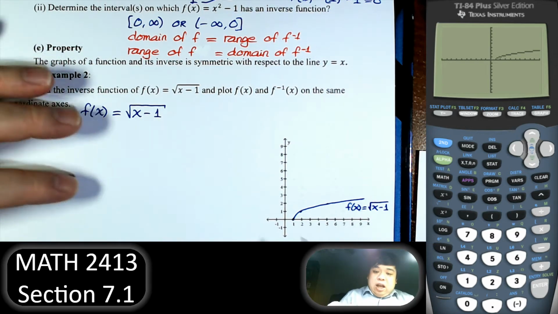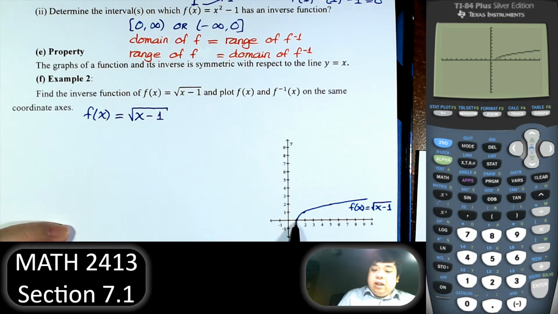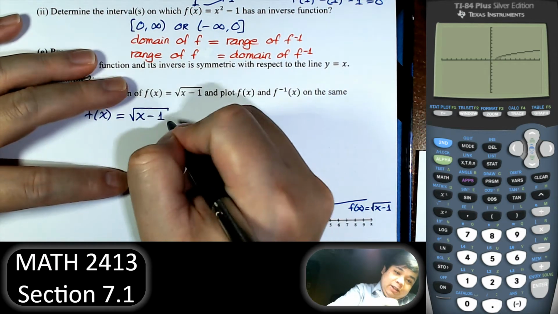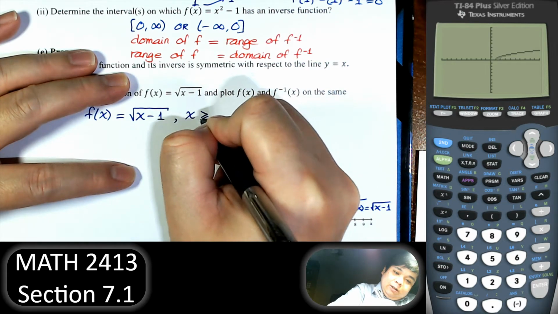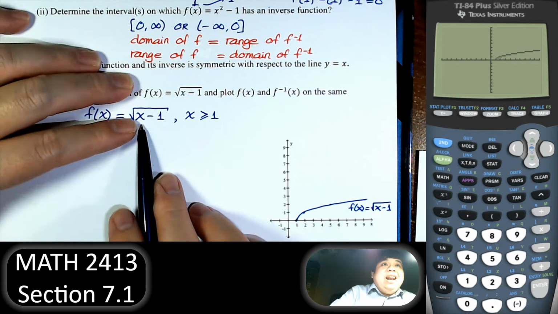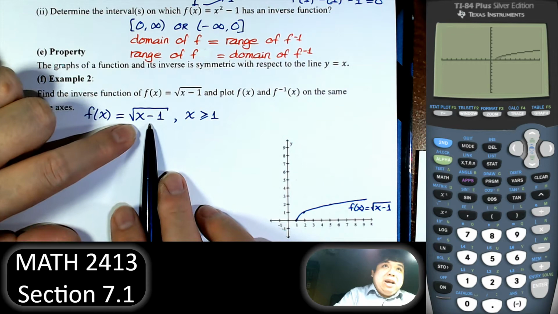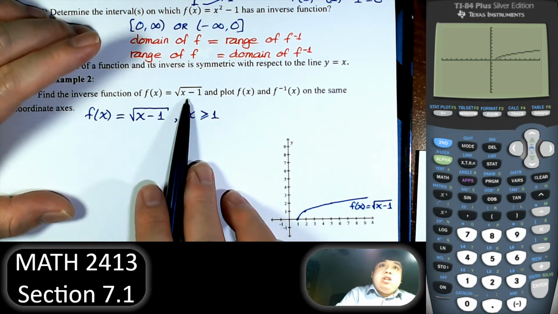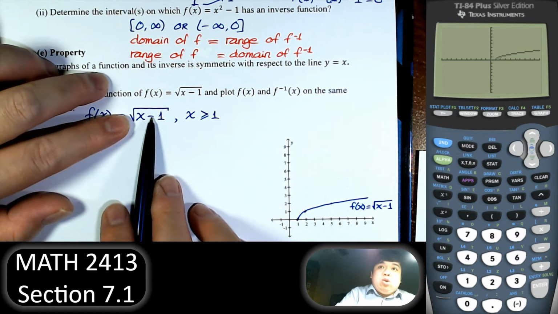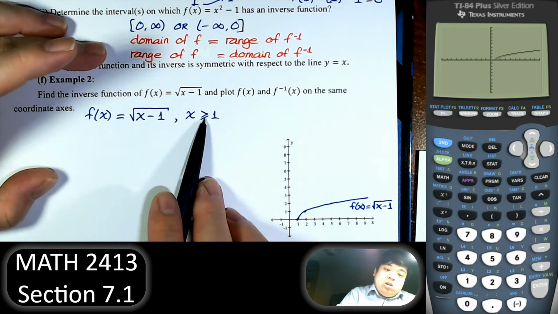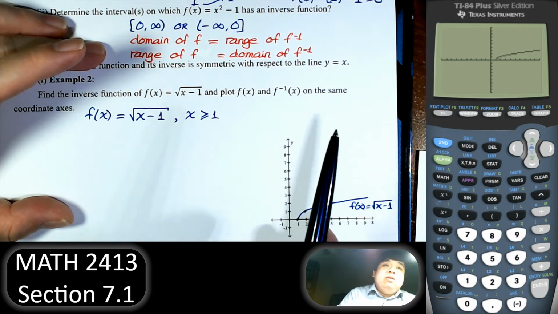Right, notice that the function goes like this. The domain is x greater than or equal to 1, right? Because if x is less than 1, then we will have negative inside the square root, which will be imaginary. So the function, even though it's not specified, we need to know that the domain is whatever is inside the square root greater than or equal to 0. So x is greater than or equal to 1. Right. Now we're going to find the inverse.